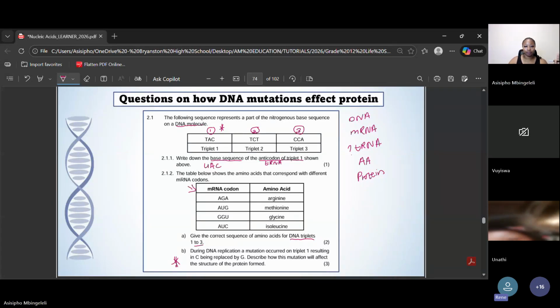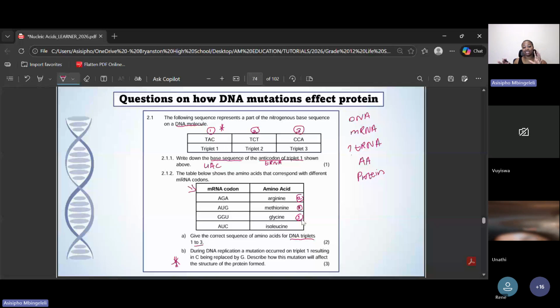I think it's arginine. Okay, you're saying it's arginine? Yes. And then the next one, oh, sorry, I started from the wrong one. The first one is methionine, and then it's arginine, and then the last one is glycine. Glycine. How do we figure this out?